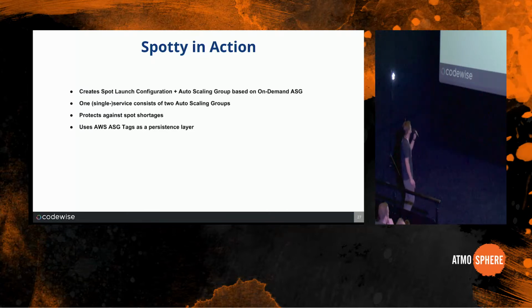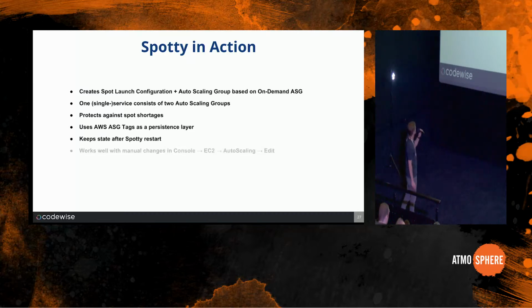The important thing here is we don't use any database. Our persistence layer is AWS tags. So we include tags on auto-scaling groups, also sometimes on spot requests. So it is safe to restart Spotty, and we won't lose any state. This is basically what I told. And another benefit of it, we can do manual changes. We have an API, but we can also do it manually, just edit the tags, and Spotty will react.